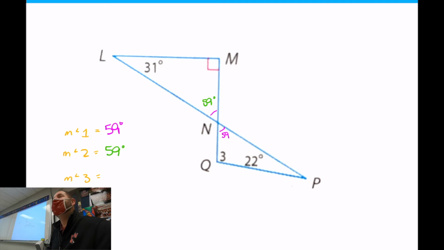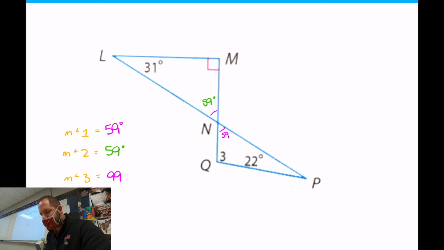What do triangles have to add up to be? 180, right? Well, that second triangle, I got 2 of the angles in there. So, how do I find the third one? Yeah, just take 180, subtract the 59, subtract the 22 in that little triangle, and you'll find angle number 3. So, again, if we take 180, subtract the 59, subtract the 22, that'll help us find angle number 3, which ends up being a 99-degree angle.